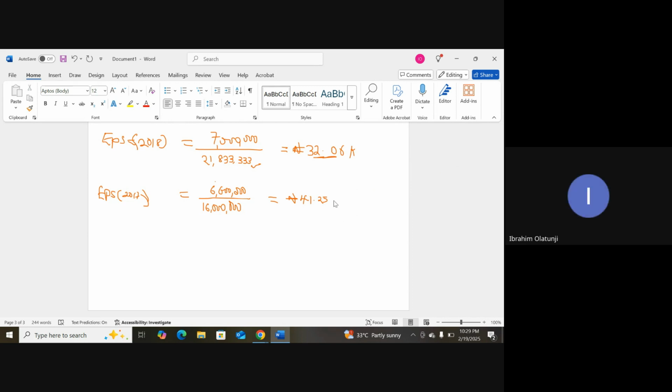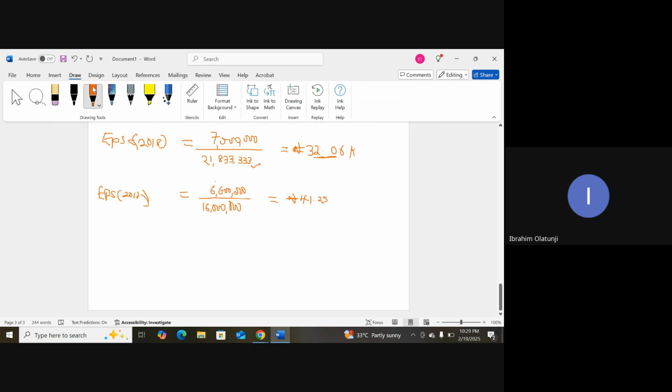So let's now discuss diluted earning per share. That's the second type of EPS.